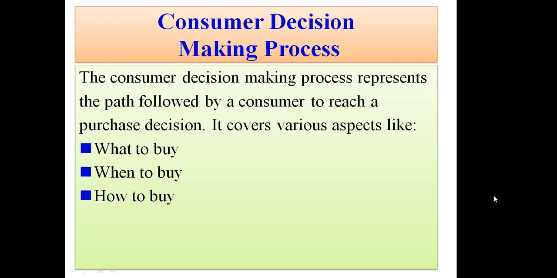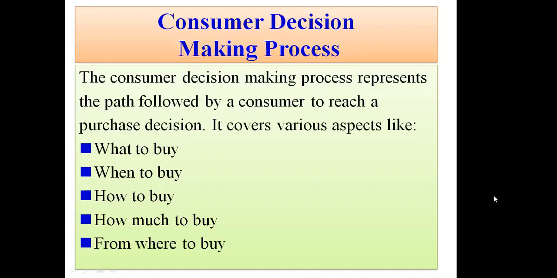Third, how to buy. It tells the medium used by the consumer like cash, credit card, debit card, or the consumer might take a loan to buy a particular product. And fourth is how much to buy. This defines the quantity to be purchased depending upon the needs of the consumer.